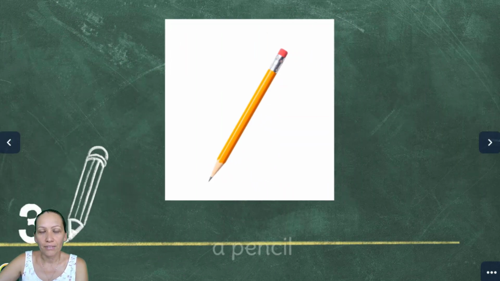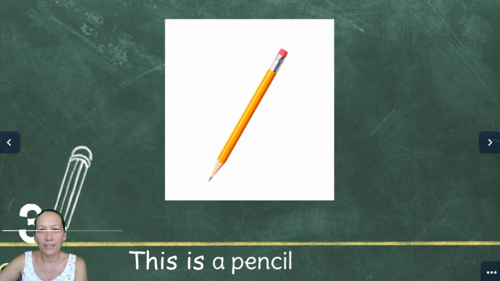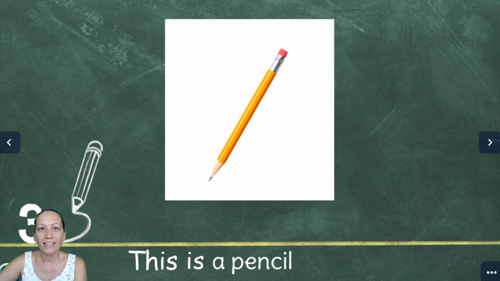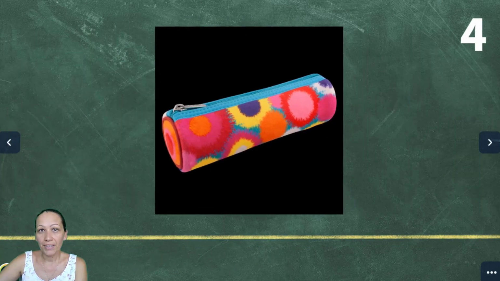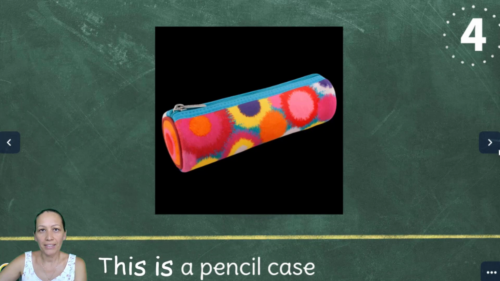A pencil. This is a pencil. A pencil case. This is a pencil case.